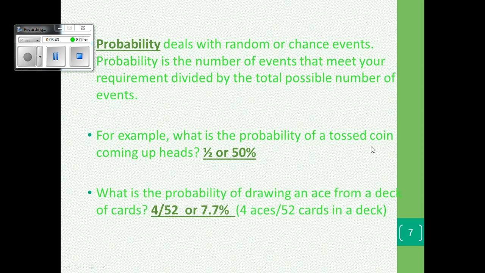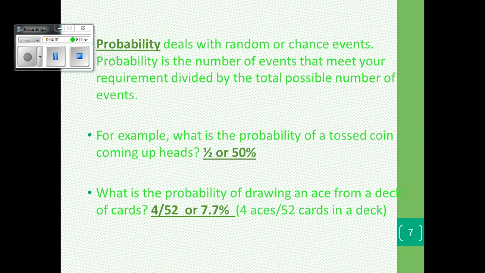Same thing with a deck of cards. If you wanted to know the probability of drawing an ace, you have 52 cards in a deck, and there are 4 aces in a deck, so you just divide 4 by 52, and it's about a 7.7% chance that on any random deck that's shuffled, you would pick an ace out of the deck.